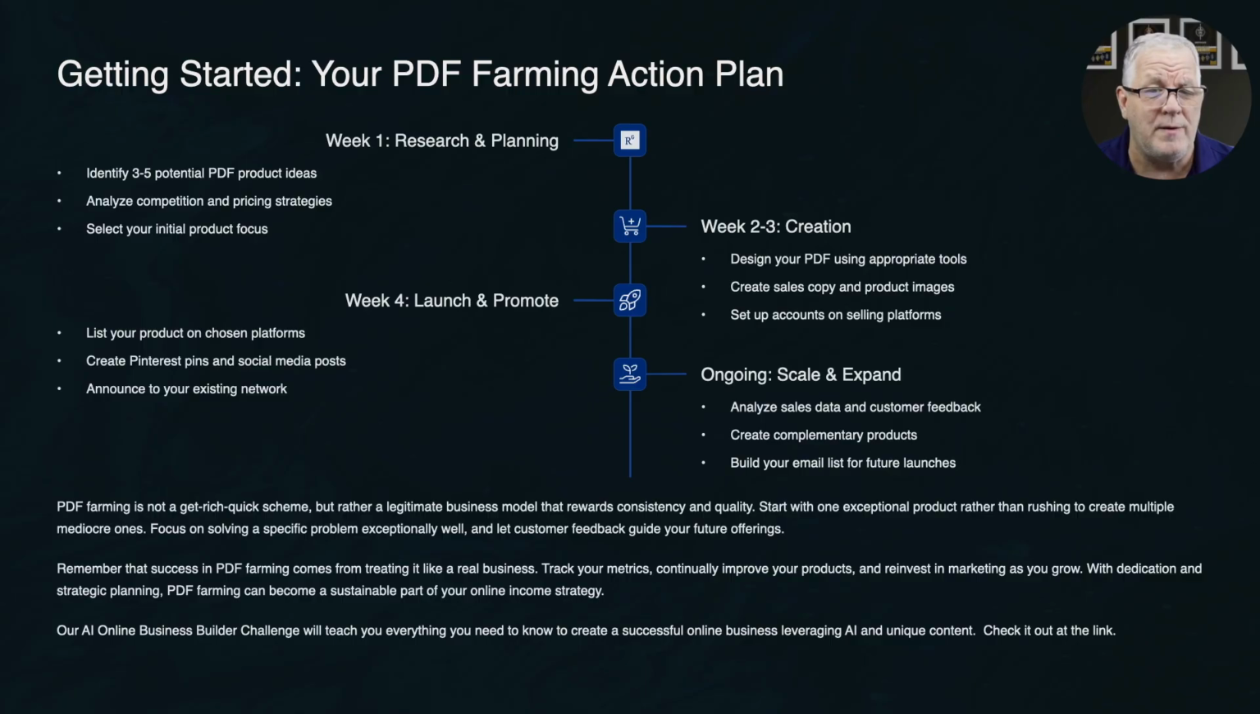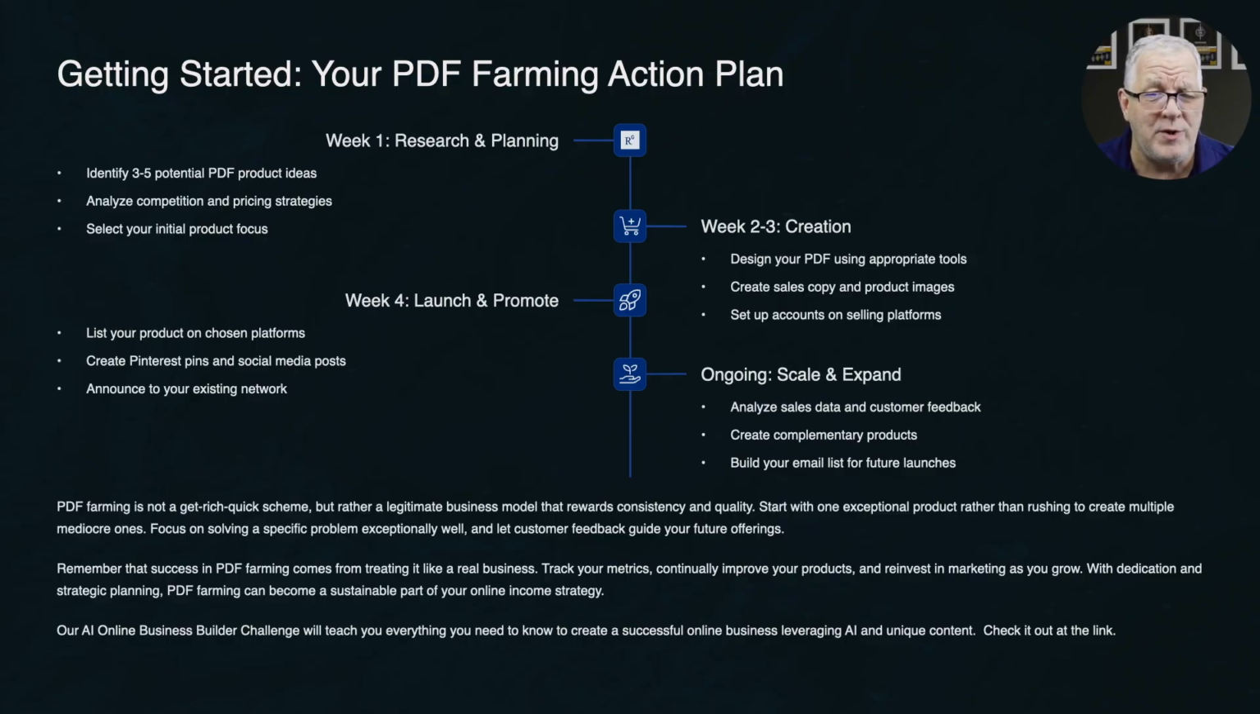Getting started: your PDF farming action plan. Let's create a practical roadmap for launching your PDF farming business. Week 1 is for research and planning. Identify 3 to 5 potential PDF product ideas, analyze competition and pricing strategies, and select your initial product focus. Weeks 2 to 3 are for creation. Design your PDF using appropriate tools, create sales copy and product images, and set up accounts on selling platforms.